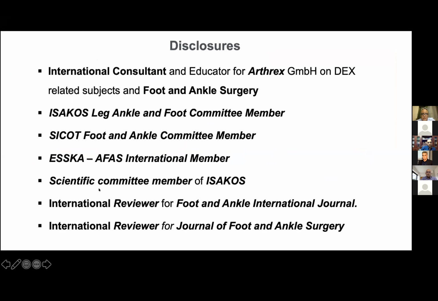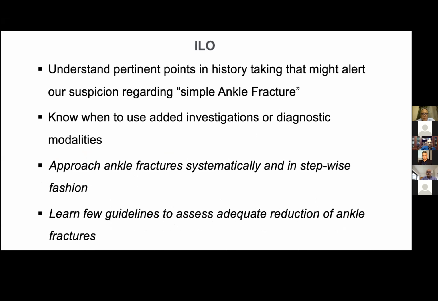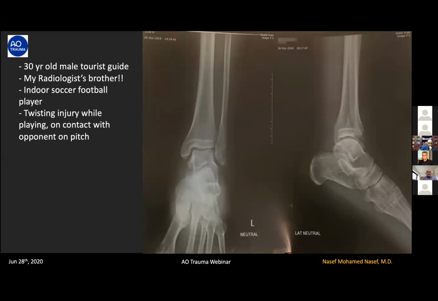Okay, I'm sorry, these are my disclosures. I do have to show them. With these cases, I want to define the pertinent points in the history taking that might alert our suspicion regarding what is called a simple ankle fracture. We should know when to use added investigations or diagnostic modalities, and how to approach these fractures systematically and in a stepwise fashion, and perhaps learn a few guidelines as to how to assess if we have done a good and adequate reduction or not.